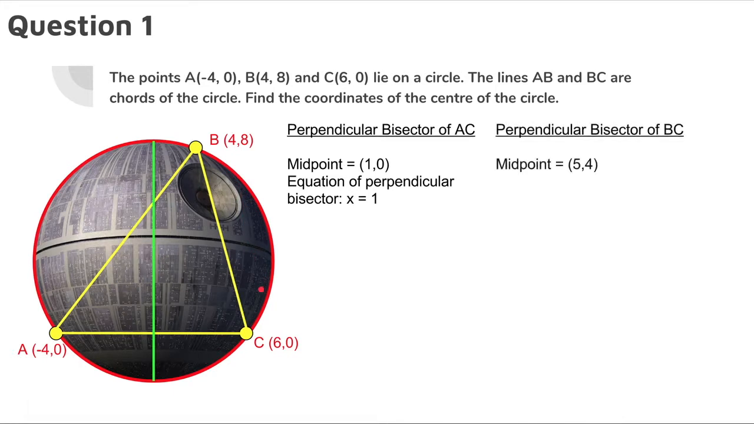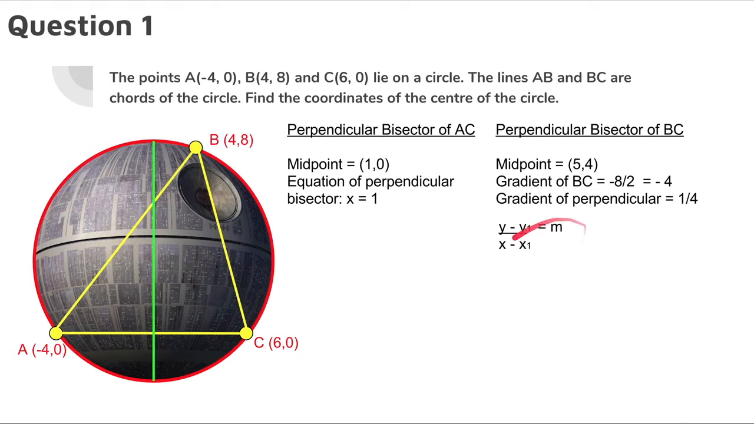So the midpoint of BC is (5, 4). Okay, so remember (y1 + y2) over 2 and (x1 + x2) over 2. You're just finding the mean average of the x coordinates and the y coordinates. The gradient of BC, alright, rise over run, -8 over 2, -4. To find the gradient of the perpendicular, it is going to be 1/4, alright? Times by -1, do the reciprocal. You should already know this from C1.